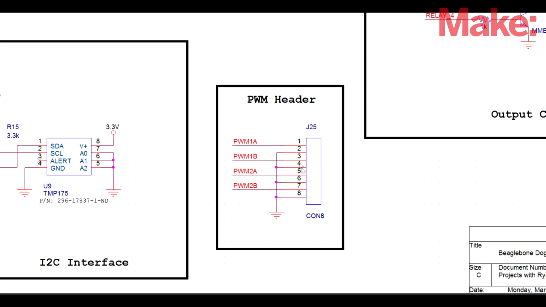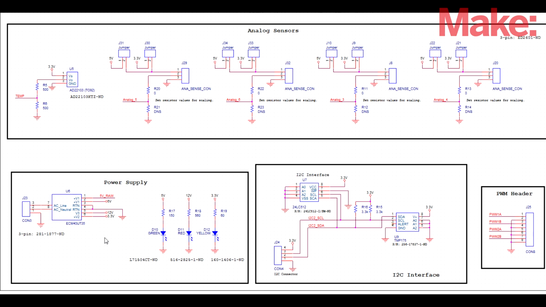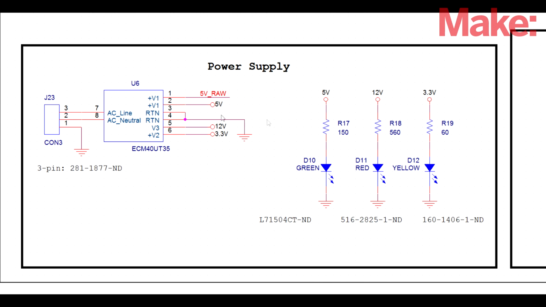I bring out the pin header that contains all the pulse width modulation to one header so I can find them all in one place. And feeding the whole thing is a power supply that gives me 5 volts, 12 volts, 3.3, and some LED indicators that allow me to see when all the power rails are functioning properly.